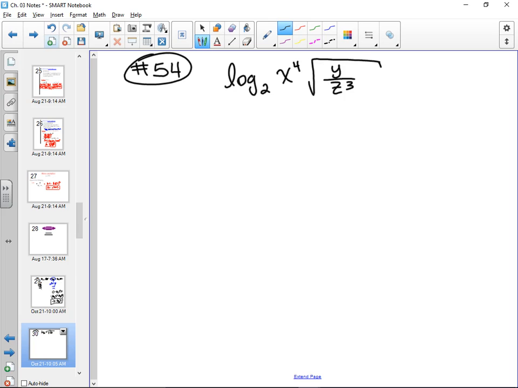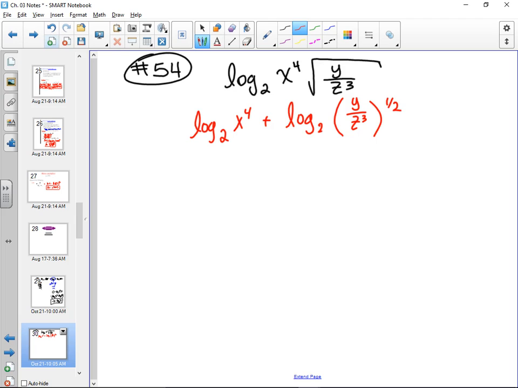So couldn't I right away break him up to be log base 2 of x to the fourth plus log base 2 of the square root, because of the times? I rewrote the square root as a 1/2 power because what's cool with him?